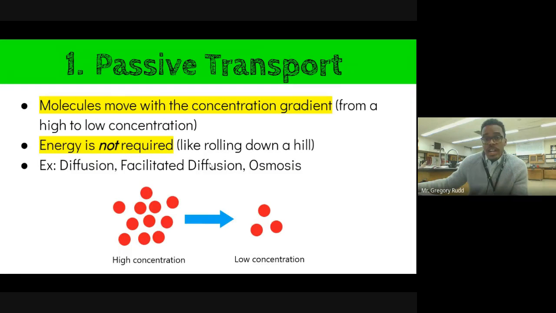When it comes to transport in general, there are 2 types of transport. There's passive transport, which does not require energy. And this moves things down their gradient from high to low concentration. Passive means that it does not require energy. This would be diffusion, facilitated diffusion, and osmosis, which is the movement of water.